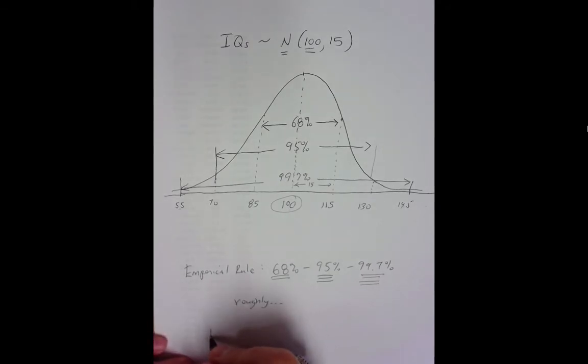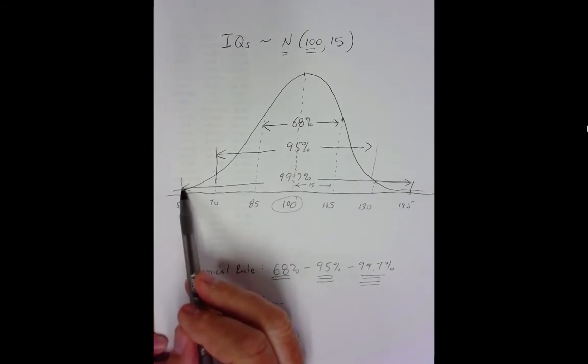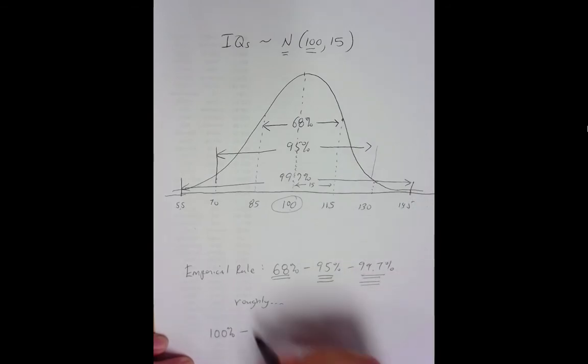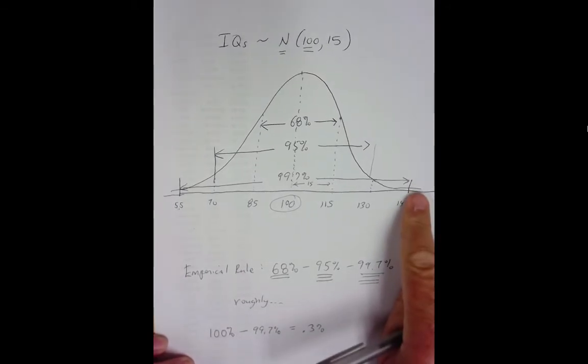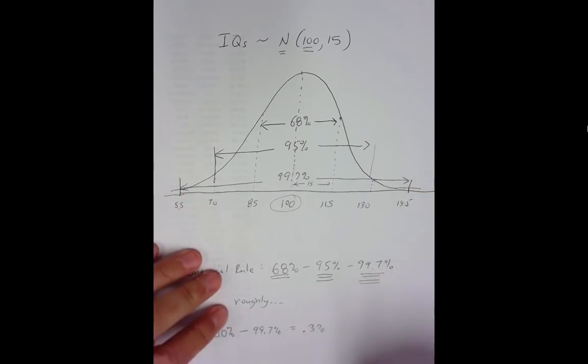And because we're describing 100% of our population, if we know that 99.7% goes from here to here, then we've got some that are missing. And because of symmetry, half has to go here and half has to go there.